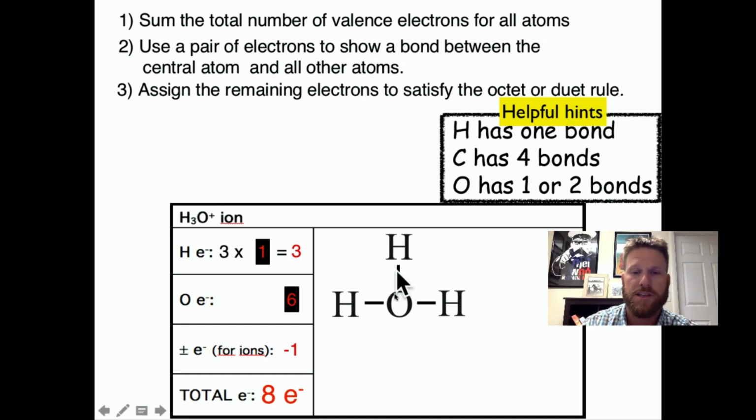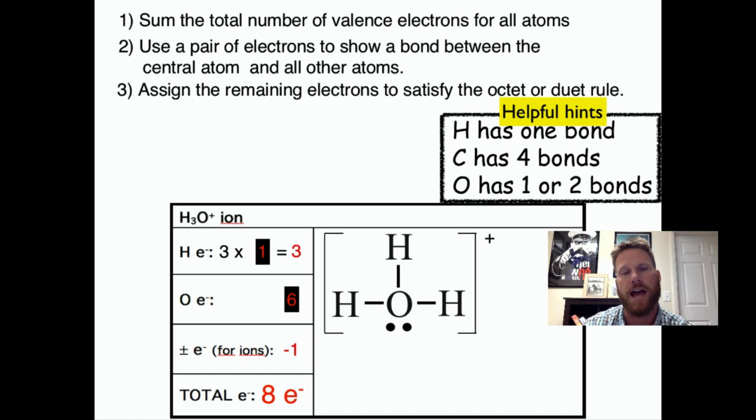This oxygen still needs 2 more electrons. It only has 6 electrons around it now. So the 2 electrons that we have left will go around the oxygen, and we've drawn the Lewis structure for an ion. Almost. When you draw a Lewis structure for an ion, you have to put it in brackets with the charge of that ion outside of the brackets. So this is actually the Lewis structure for the ion.